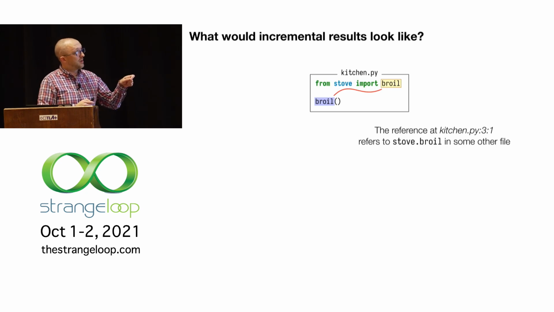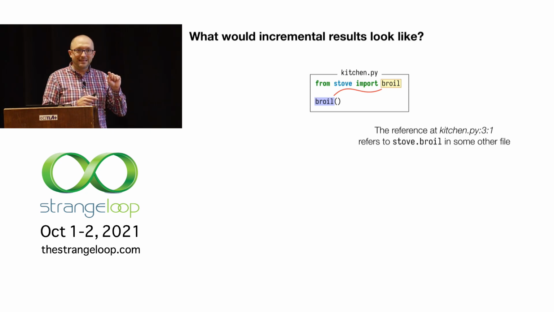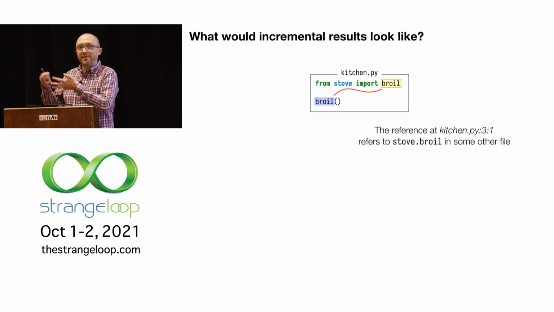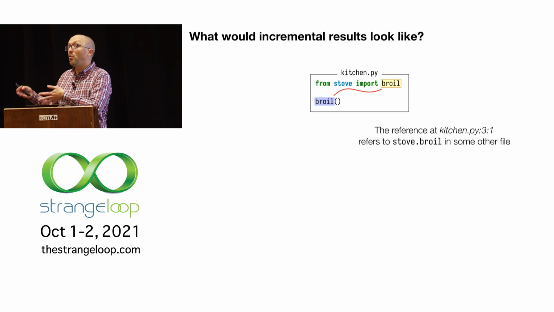Similarly, if we look at kitchen.py, we can see that there is a reference on line 3, and because of the import statement, we can see that that reference refers to some symbol called stove.broil. And because it's in an import statement, we know that the definition of that symbol is in some other file. We don't know what file that is because we can't look at any of the other files in our repository or dependencies, but we know that it needs to exist and there needs to be this symbol defined somewhere in it for this reference to land correctly somewhere.